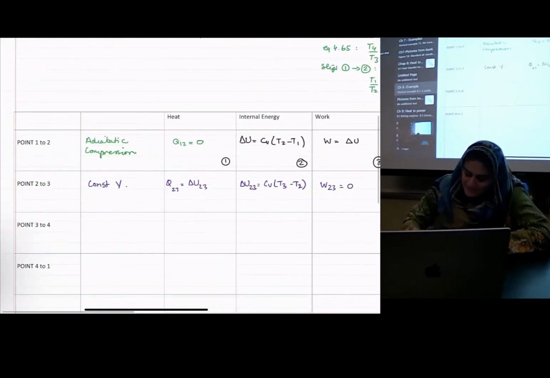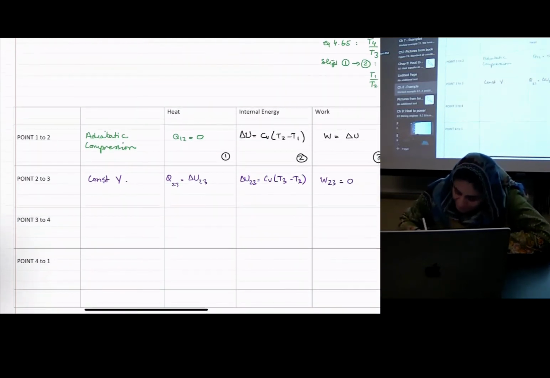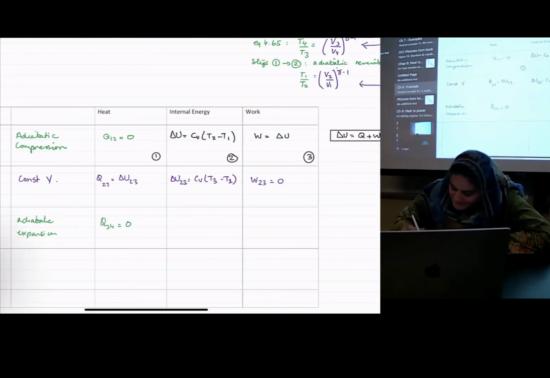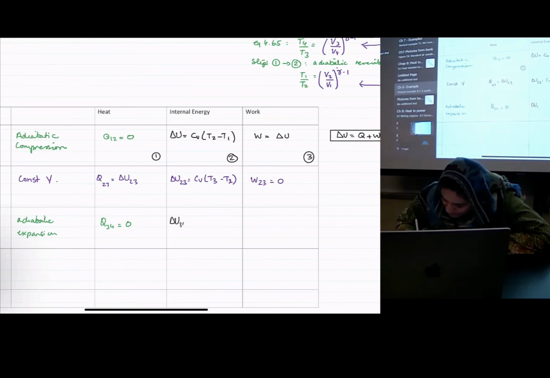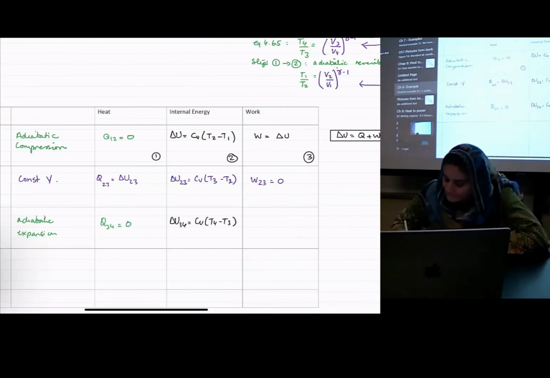Okay, now what is step 3 to 4? Adiabatic expansion. What do we know about adiabatic expansions? Good. That means Q 3 to 4 must equal 0. What about delta U 3 to 4? You could just use the same formula and then use that to find work, right? Work 3 to 4 will just equal delta U.